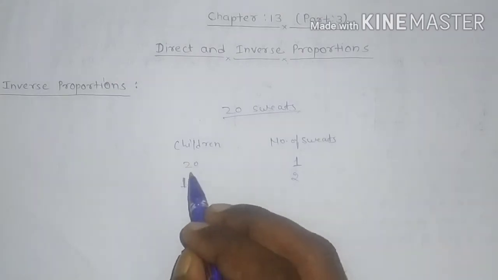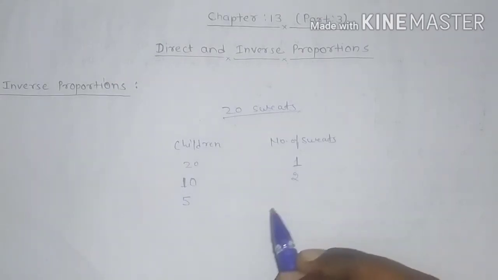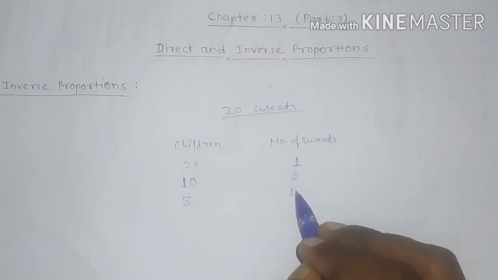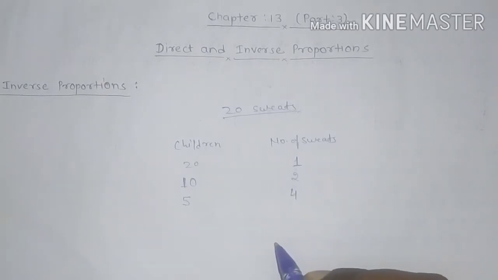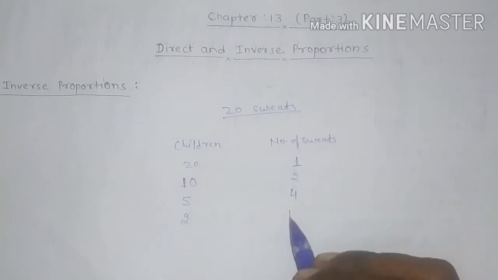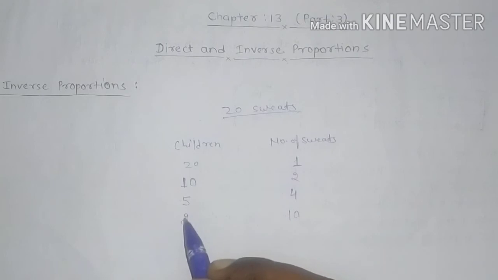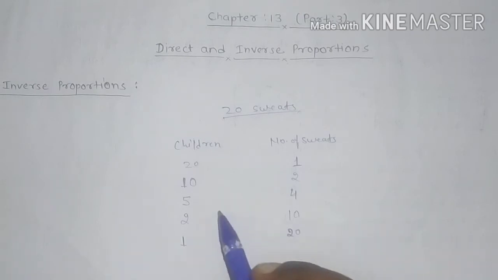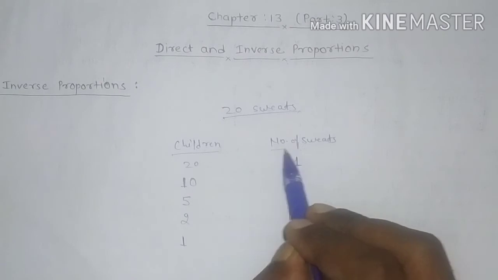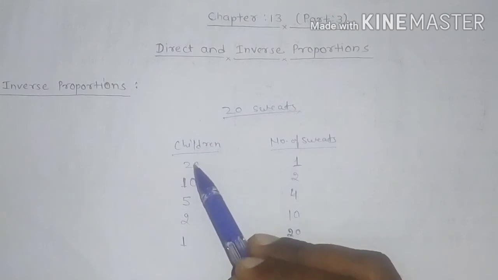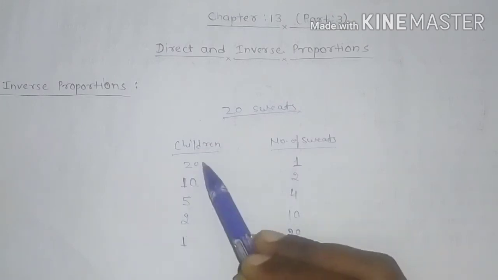Similarly, if the number of children is 5, then how many sweets do I have to distribute to each child? 5 4s are 20, so 4 sweets each child can get. Similarly, if the number of children is 2, then 10 sweets each child can get. And if the number of children is 1, then all 20 sweets I have to give to that child. So according to this data, what we have observed, the number of children is decreasing: 20, 10, 5, 2 and 1, in decreasing order.